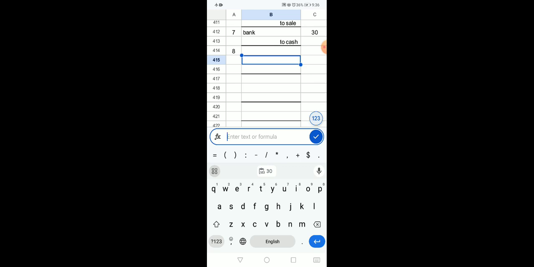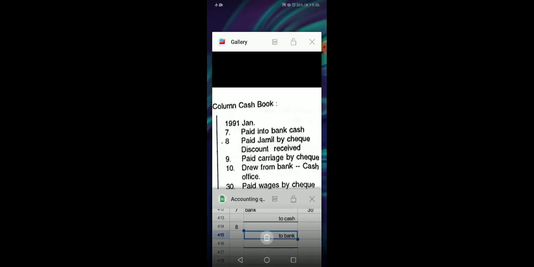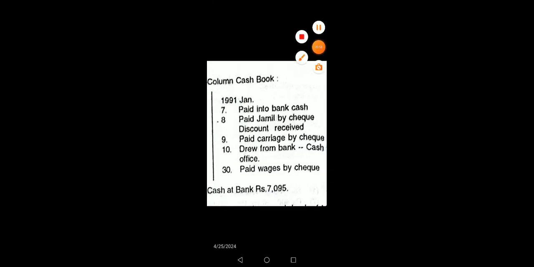Decrease in bank account means decrease in asset. Decrease in asset should be mentioned on the credit side. So you will write bank on the credit side. And the person to whom you have paid this check was your account payable or creditor. The person's name is Jameel. You have paid Jameel. Jameel was your account payable.